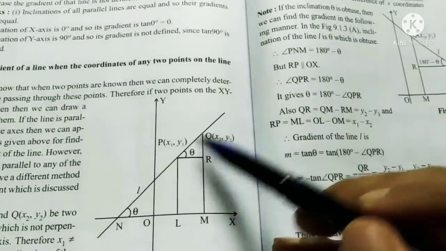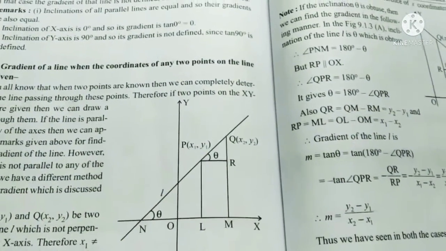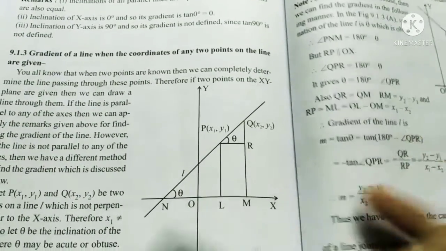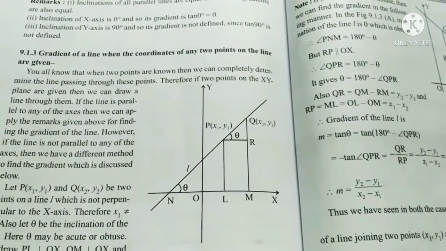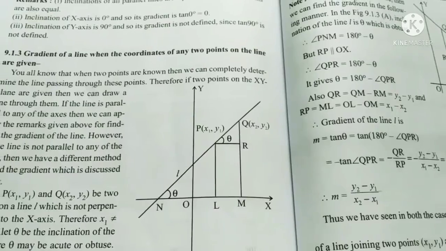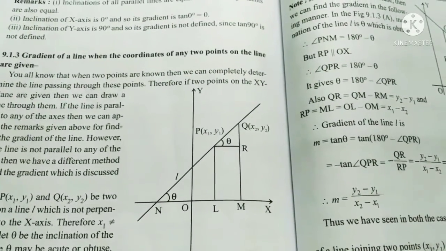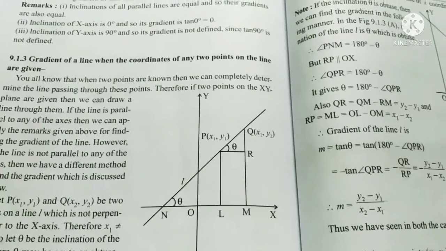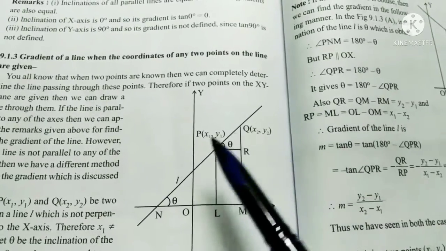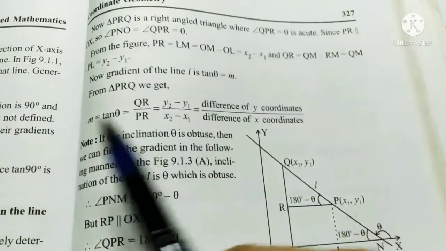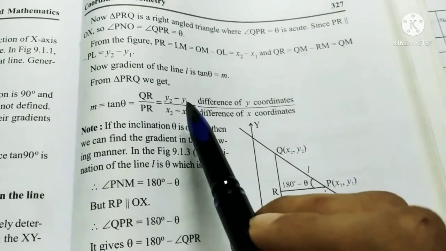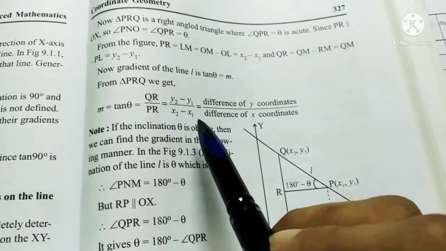Understand? The gradient of this line means tan theta. So how will I find the gradient of the line? Let's say the question says find the gradient of the line, and on that line any 2 points' coordinates are given. To find that, the formula is tan theta is equal to (y2 minus y1) by (x2 minus x1). Tan theta, which is the gradient of the line L, is equal to (y2 minus y1) by (x2 minus x1).